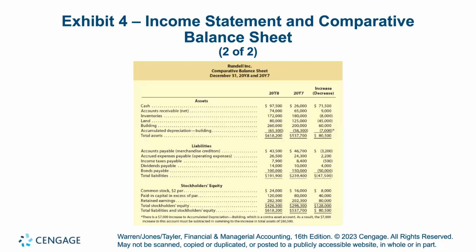Accounts receivable, inventories, and then there's land, building, etc. Then we have accounts payable, accrued expenses, income taxes payable, dividends payable, etc.